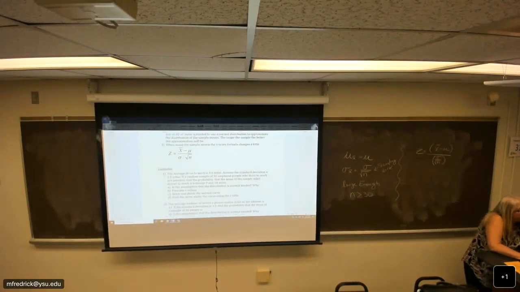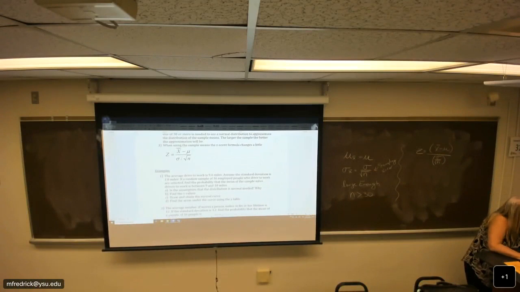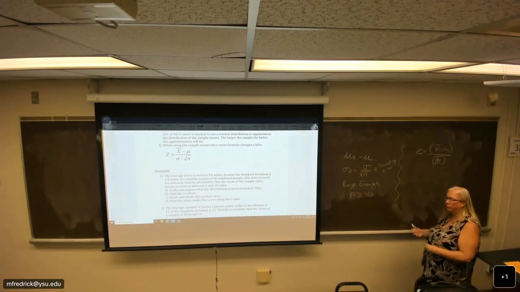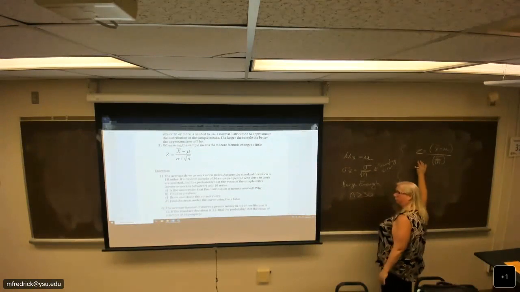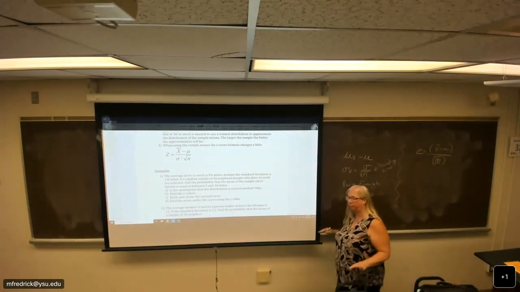So let's try. Well, these are solved just like before, except for the formula for the Z values, which is just a little bit different, but everything else is the same.